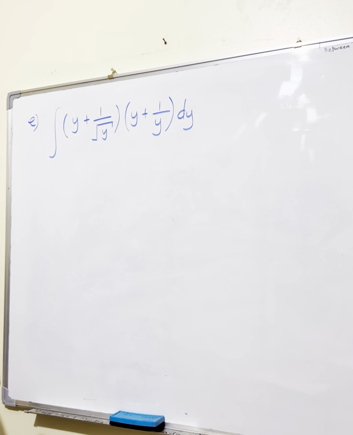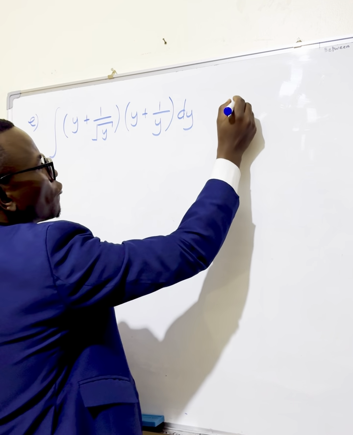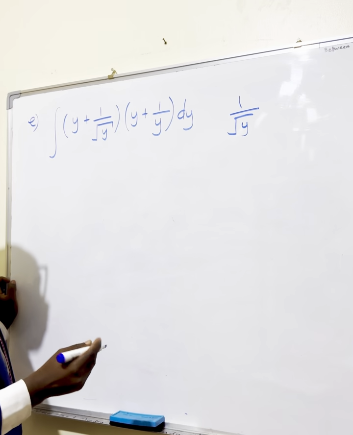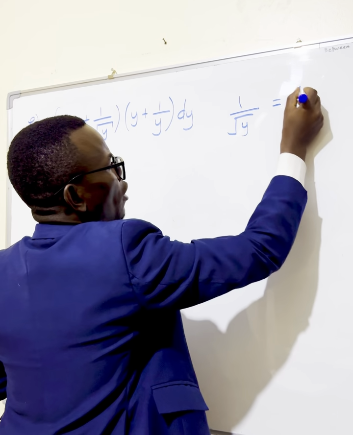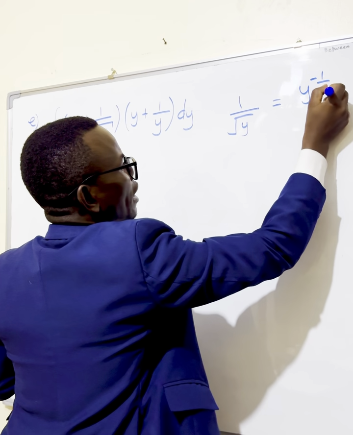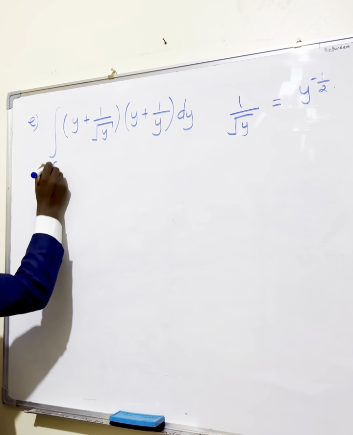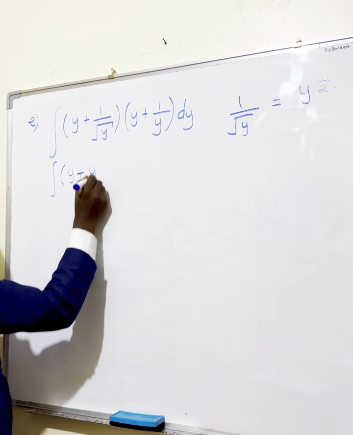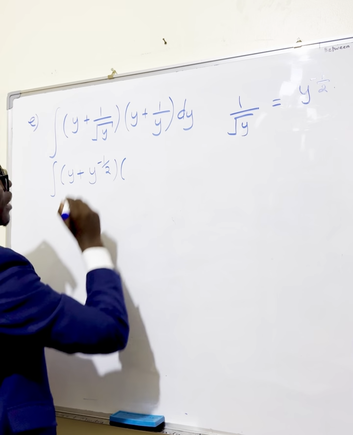I'm going to begin by rewriting in power form. But remember, if I have 1 out of root y, according to indices, this is the same as saying y to power negative what? A half. Are we together? So I'm going to say that this is the integral of y plus y to power negative a half. Okay? Then we open up the brackets.